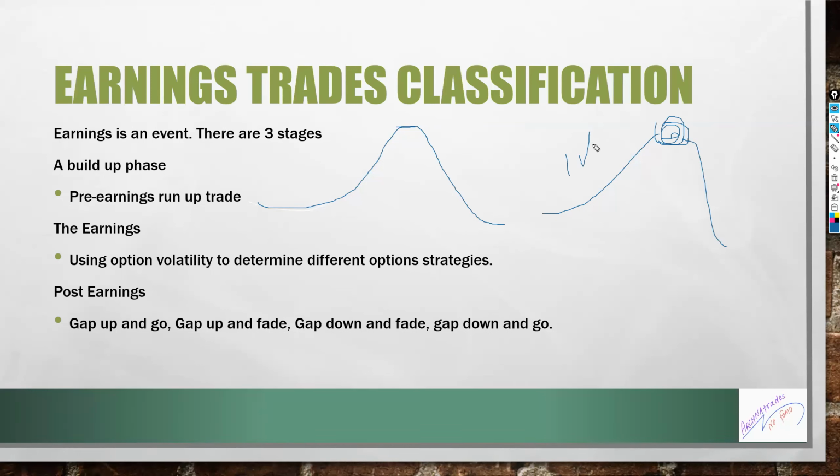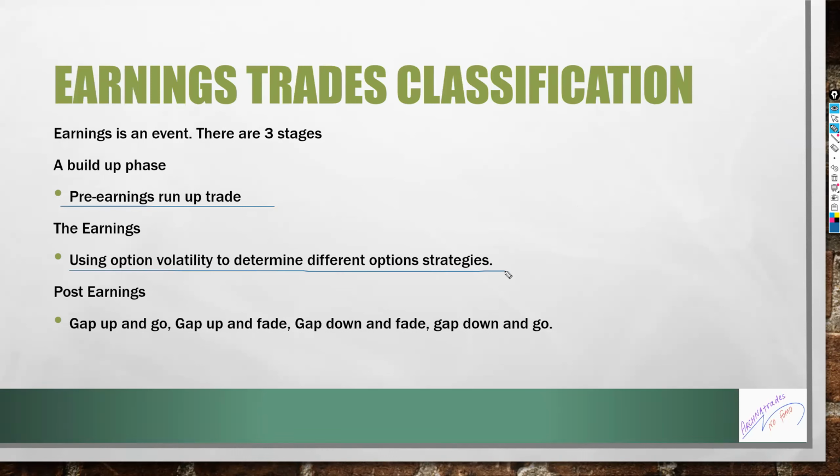Here there is IV rise. The event passes, then there is IV collapse. So you can trade around this in three different buckets. As earning is approaching, this is the build-up phase, then the earnings trade, and then you have the post-earnings trade. So you can do three different types of trades on a single stock based on this. You have a pre-earnings trade, then during earnings, and then you can have a post-earnings trade.